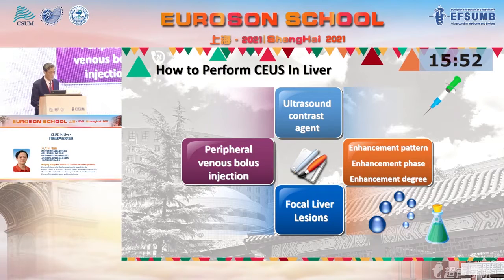So, how to perform CEUS in the liver? First, the ultrasound contrast agents. The contrast agents are SonoVue, Sonazoid, and so on. For focal liver lesions, we see enhanced pattern, enhanced phase, enhanced degree, and so on.